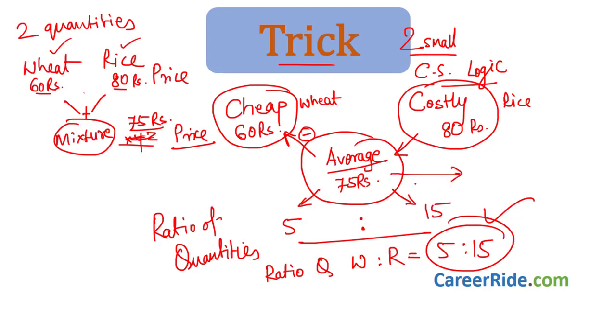If you remember this trick, write the cheap one on the left hand side, and write the costlier one on the right hand side. You can even reverse it. You can have the costlier over here and the cheap over here, and you will have the average in between. So costly minus average would give you one value, average minus cheap would give you the other value, and that would be just the ratio.